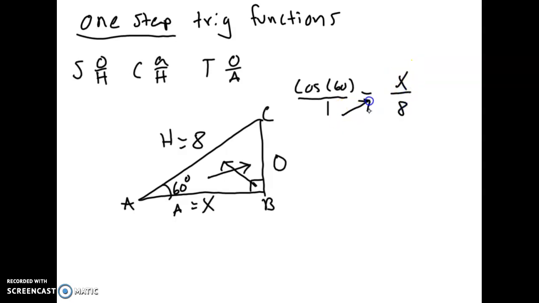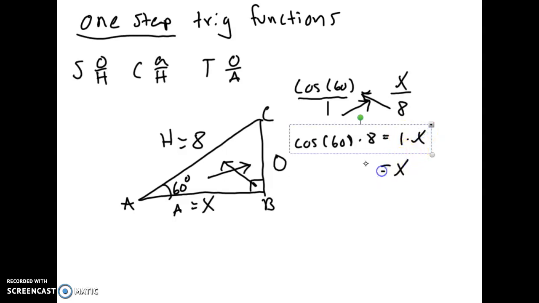We're going to quickly cross multiply. We're left with the cosine of 60 degrees times 8 is equal to 1 times x. 1 times x is x. Cosine of 60 degrees is 1/2 times 8. 1/2 times 8 is 4. So I know my adjacent side is equal to 4.